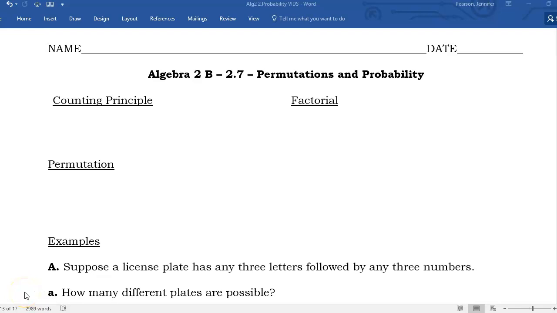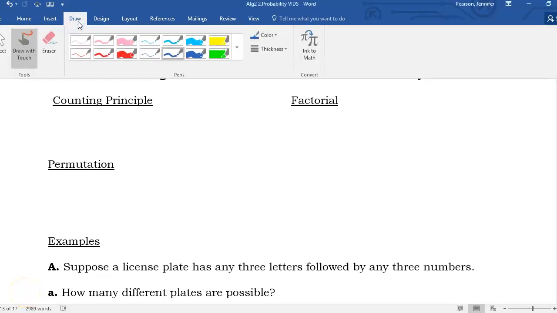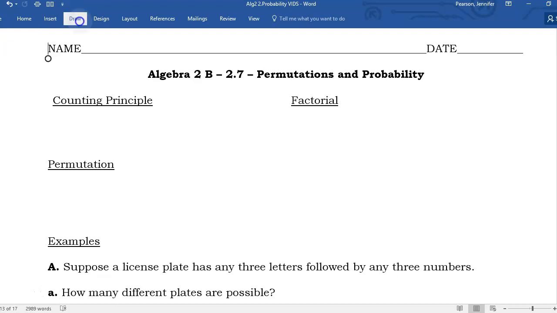This is Algebra 2B, Probability Lesson 7, Permutations and Probability.